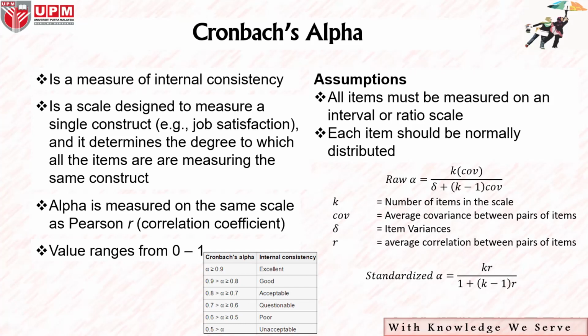So alpha is measured on the same scale as Pearson, the Pearson product moment correlation. It is a correlation coefficient, where the value ranges from 0 to 1. So 0 indicates the items do not fit together, and 1 means they completely fit together. That is the meaning. So this is the scale.